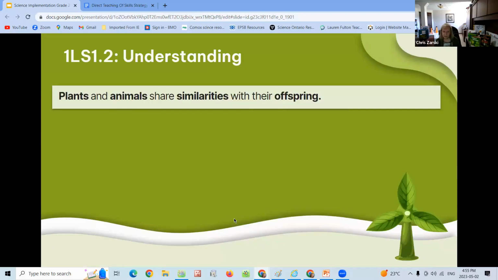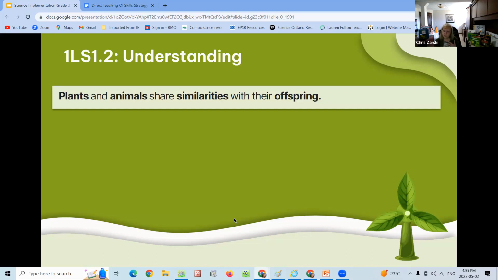Plants and animals share similarities with their offspring. Now, some of the understandings in this one with the new rewrite, I feel like they got a little bit disjointed. It's like we jump from one to another. But what we're talking about here is plants and animals have cycles, and we are born, seeds die, we put new seeds in. Same thing with animals. Animals have a life cycle as well.